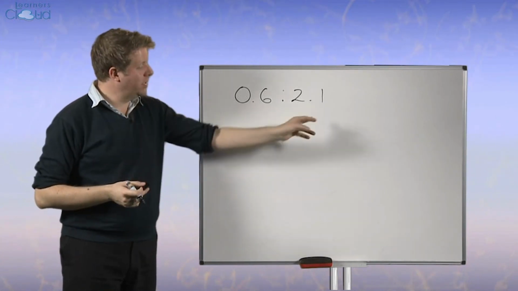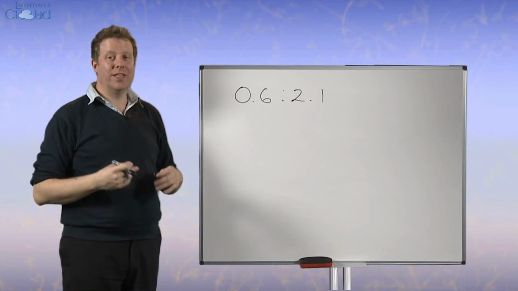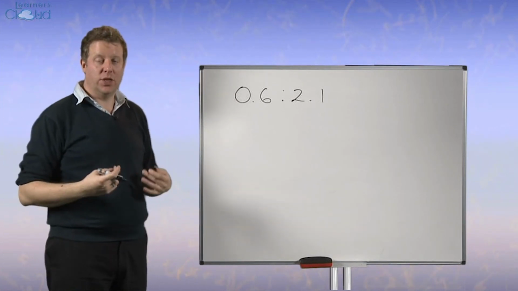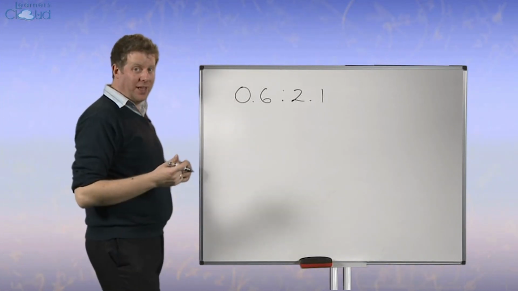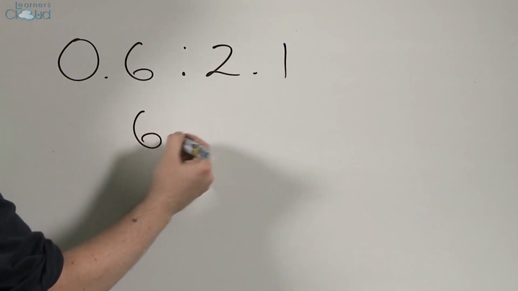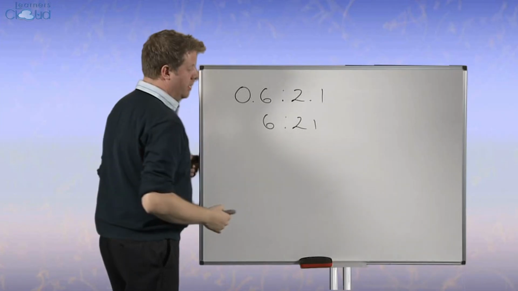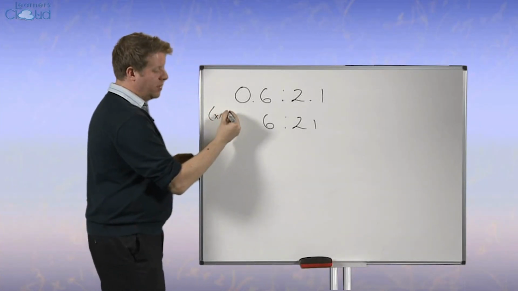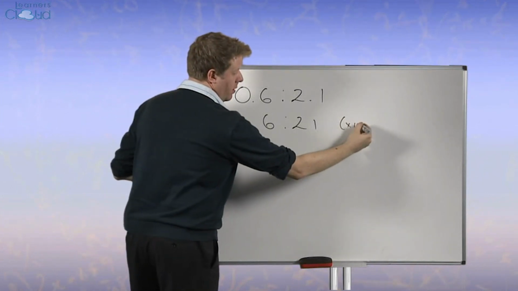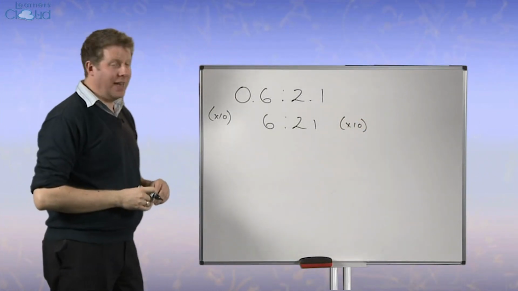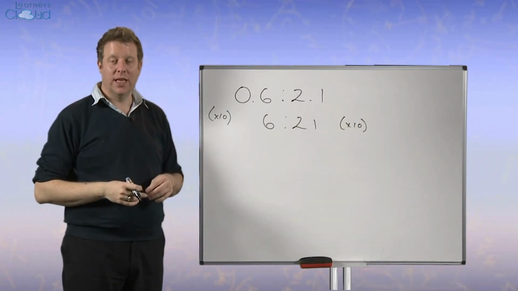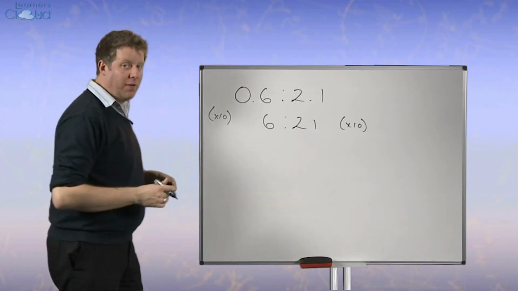Now both numbers have one decimal place, so in order to get rid of them, the first thing I can do is multiply them both by 10, and then that would give me 6 to 21. So all I've done to each side is multiply it by 10. And now I've got rid of the decimal points, it's easy for me to simplify.